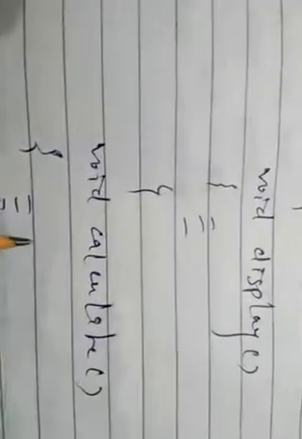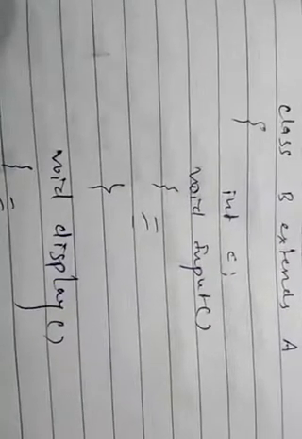Now the next function is void display. This is already declared the same in its base class. The next function is calculate. So this is the example of function overriding, because here we are defining the same function in the derived class which is already declared in its base class.